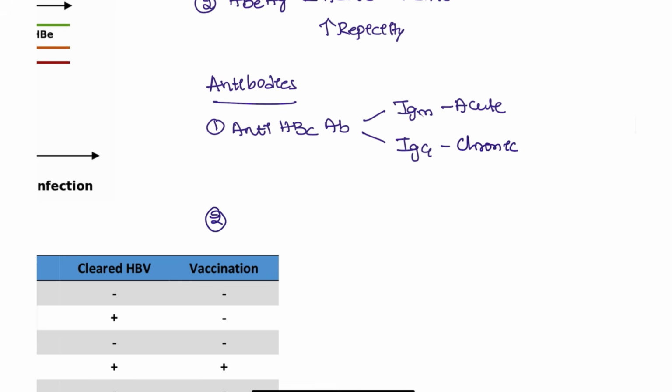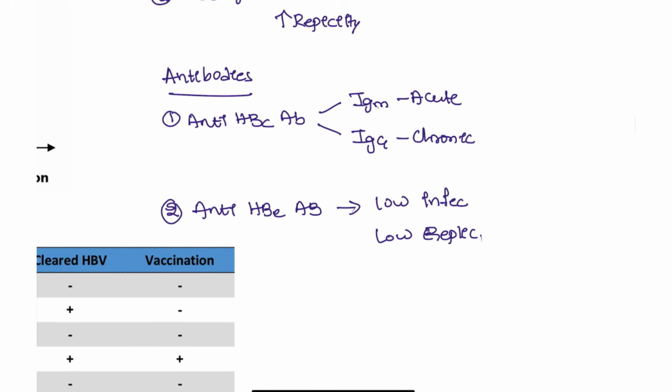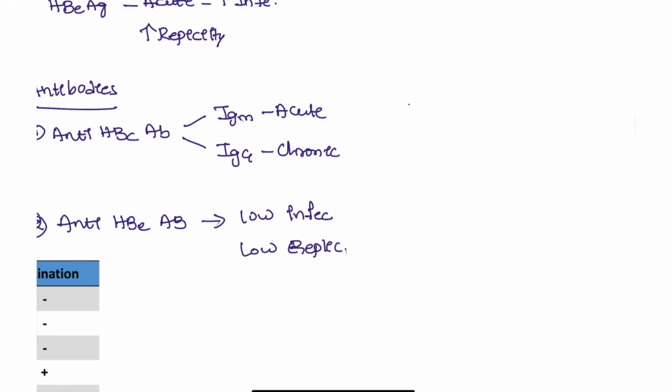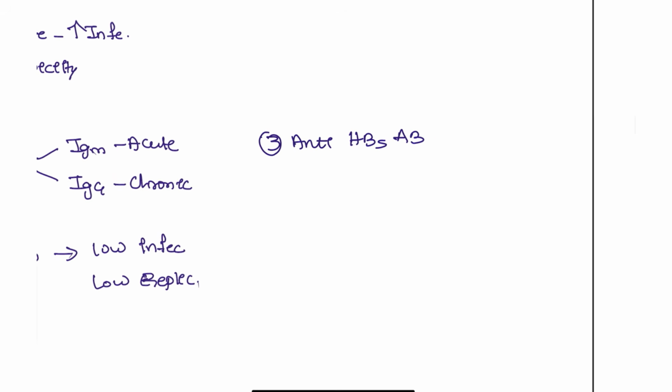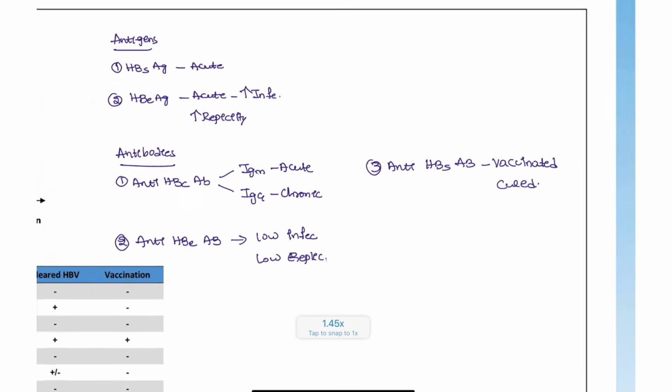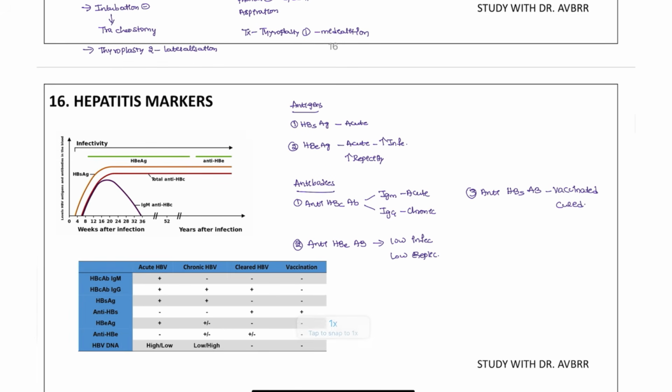And the second one, anti-HBe antibodies. So that means this is a low infectivity and low replicity, right? Low replicity is seen in this patient. Next, the third one, anti-HBs antibodies. We might also have this present because these patients are vaccinated or these patients are cured.